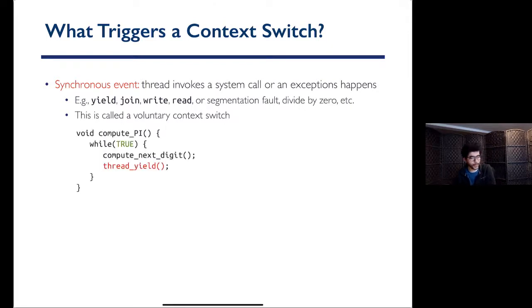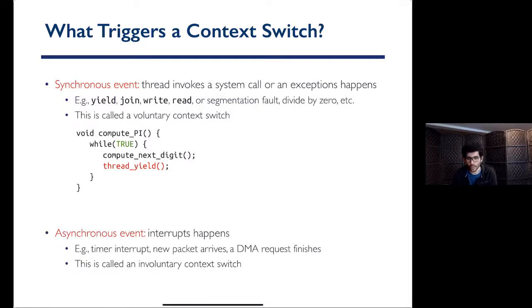So here's an example, right? Let's say we have this function compute pi, and in a while loop, we compute the next digit, and then we call yield. Every time we call yield, the operating system could just context switch to someone else and at some point come back to us.